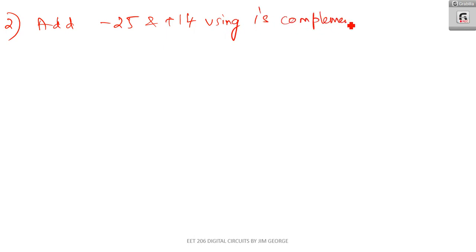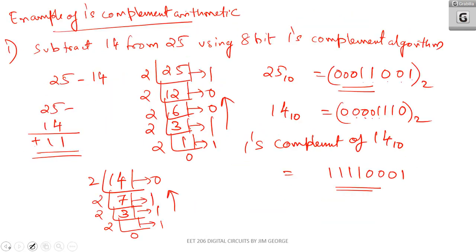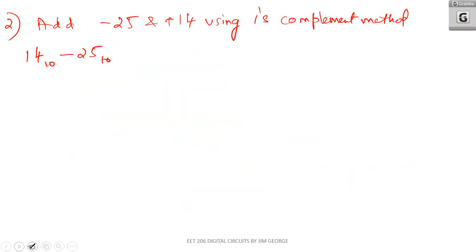Add minus 25 and plus 14 using 1's complement method. Okay. So here we are going to do 14 to the base 10 minus 25 to the base 10. Okay. So already we have derived the binary count of 25. Where do we go, with 8 bit? Okay. You can go with 8 bit. So what is 25 to the base 10?